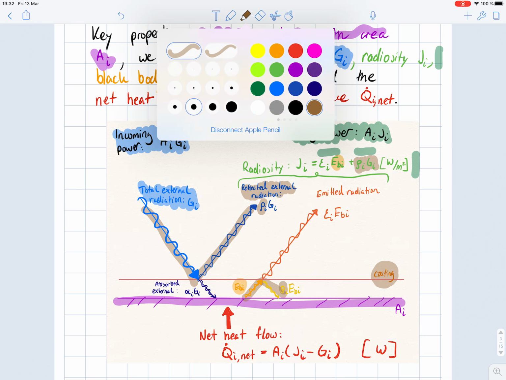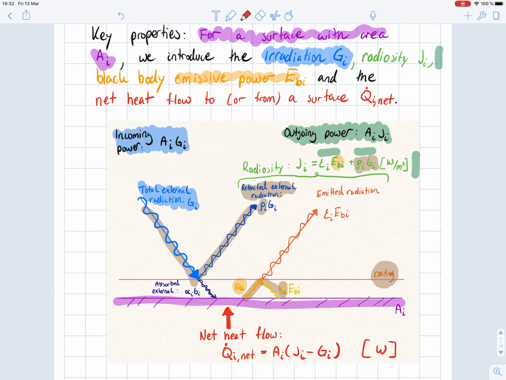Correspondingly, we have a property here, which is epsilon_i. This is the so-called emissivity. That's how much of the emissive power actually escapes and is emitted. So the sum of the emitted radiation and the reflected external radiation gives us the radiosity. The final property here is this alpha. This is also related to the coating of the surface. This tells us how much of the incoming radiation is absorbed. We call this the absorptivity.